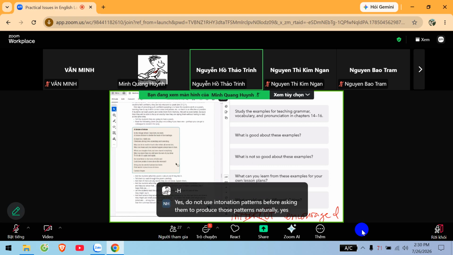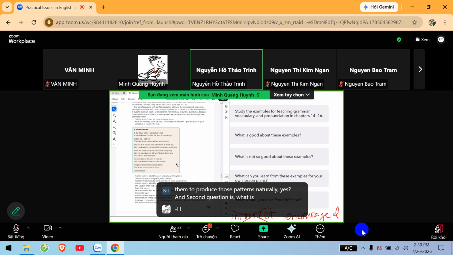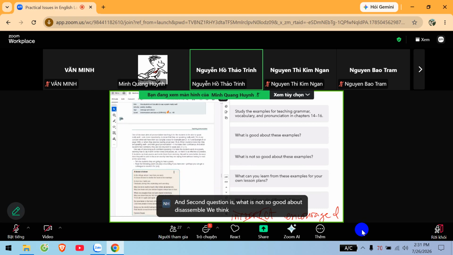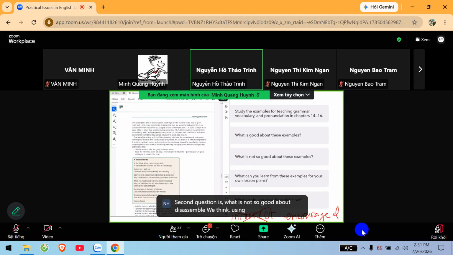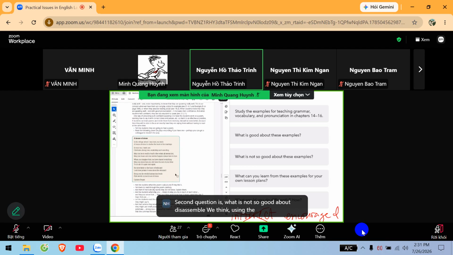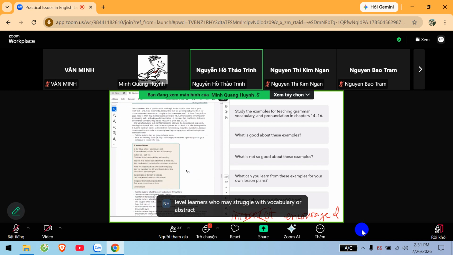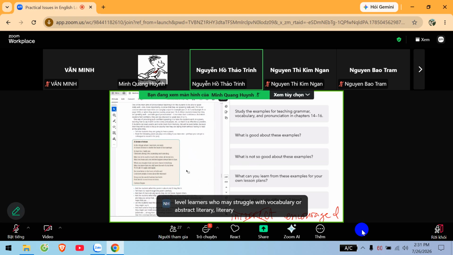Yes, and the second question is what is not so good about this example? We think using this poem can overwhelm lower level learners who may struggle with vocabulary or abstract literary terms before they can focus on intonation.